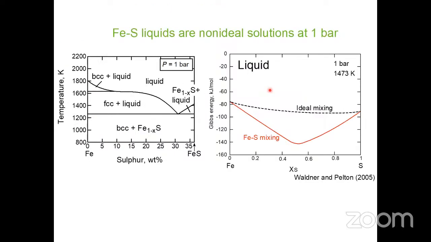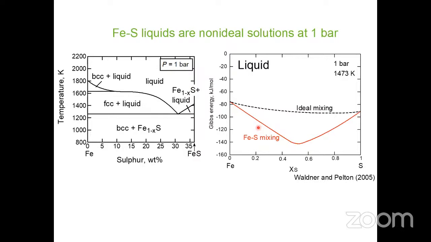Before getting to high pressure data, let me introduce you to the 1-bar data. This is from a metallurgy database. This is temperature versus sulfur content, and the liquidus curve shows a complicated sigmoidal shape. This is because the Fe-sulfur mixing property shows negatively non-ideal behavior. If iron and sulfur showed ideal mixing, it should be like this black dashed curve. But to reproduce these experimental data, the FeS mixing should be like this. This is negatively, largely non-ideal mixing behavior.